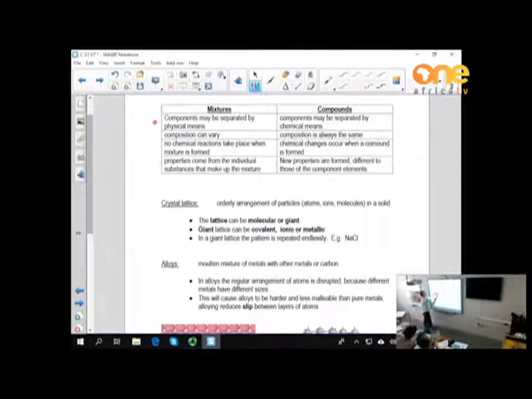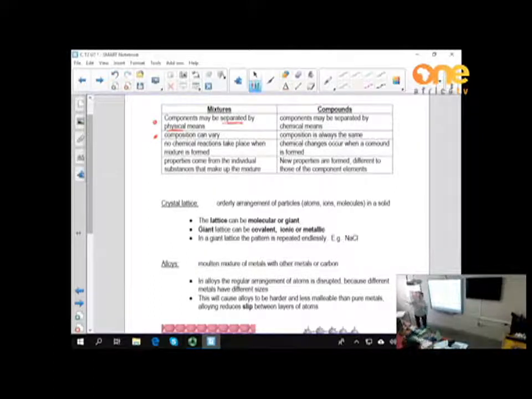So mixtures can be separated by physical means, no chemical bonds. Because there are no chemical bonds between the different constituents, their amounts can vary. I can take a cup of water and add one spoon of sugar to it and I will have sugar water. It's a mixture. I can go and add 2 spoons of sugar to it. I've still got sugar water.